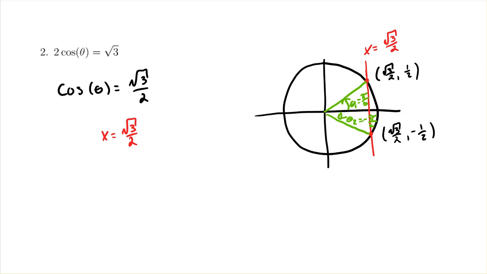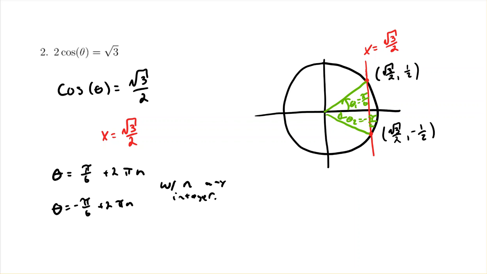And then you can write equations just like last time. All the angles that are going to be coterminal to pi over 6 are going to be pi over 6 plus 2 pi n, so integer multiples of 2 pi. And then again, all the angles that are going to be coterminal to negative pi over 6 are going to be, of course, negative pi over 6 plus 2 pi n. And of course, you always need to specify with n any integer. So you definitely want to make sure the reader knows that n is just integer multiples of 2 pi.